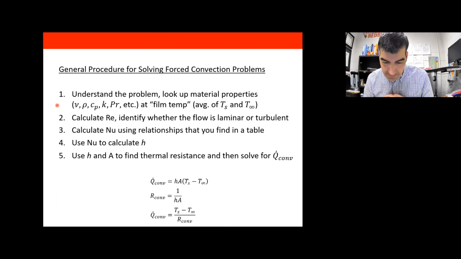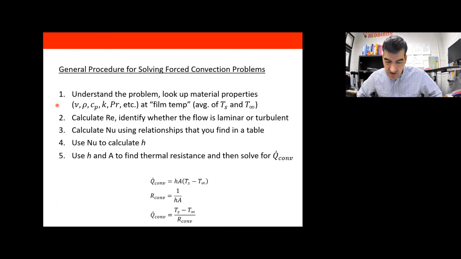So for example, in number 1, we've got engine oil. That's our fluid. It's at 60 degrees Celsius. It's flowing over the upper surface of a 20 degrees Celsius metal plate at a velocity of 50 meters per second. We got the dimensions of the plate, and we want to find the heat transfer.